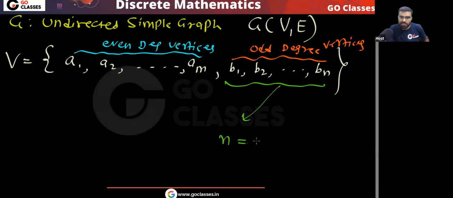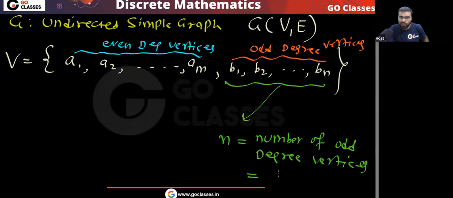So remember, in this old graph G, what can you say about this N? N is the number of odd degree vertices, and the number of odd degree vertices will be even. So you can notice N is even.